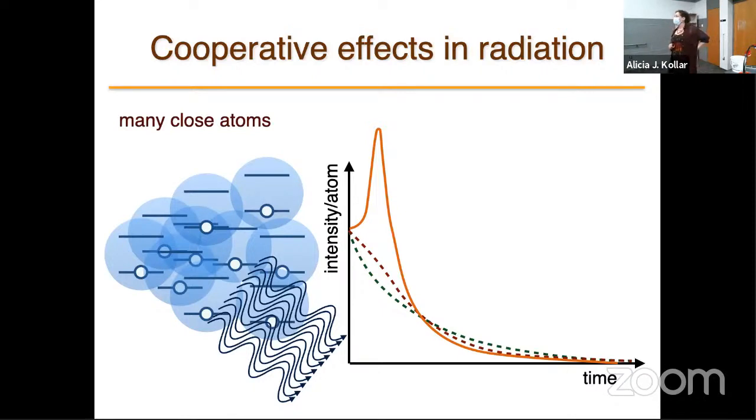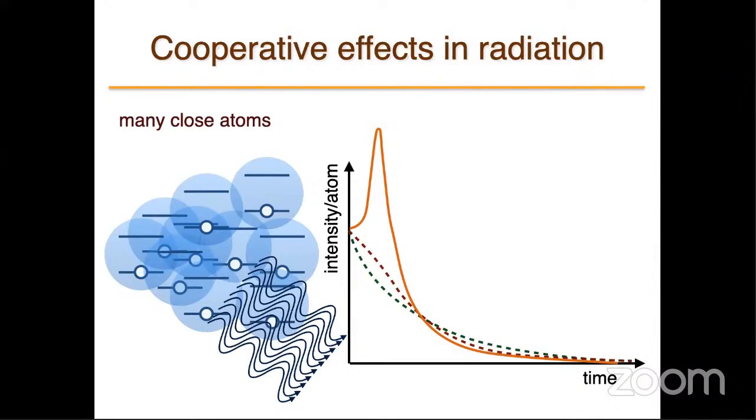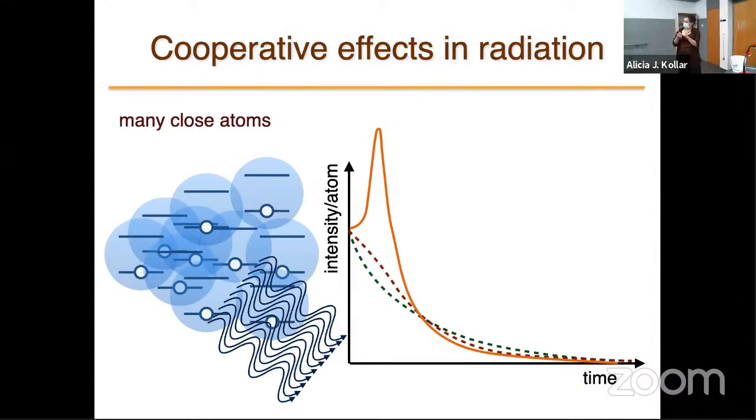Does the dipole-dipole interaction set the time scale for that peak? Good question. The question was about the time scales and the dipole-dipole interaction. Yes, exactly. The time scale for this peak is basically the normal decay time that you would have for an atom without any superradiance, pretty much divided by the number of atoms.